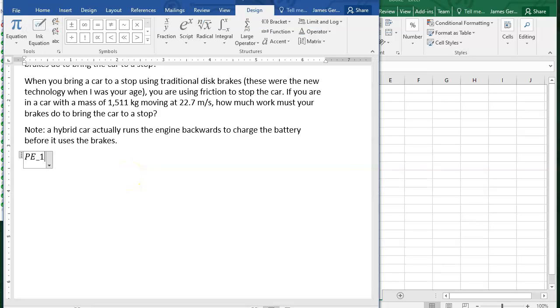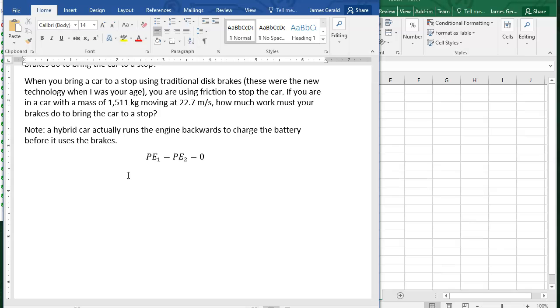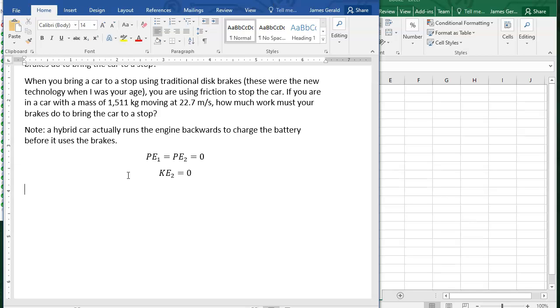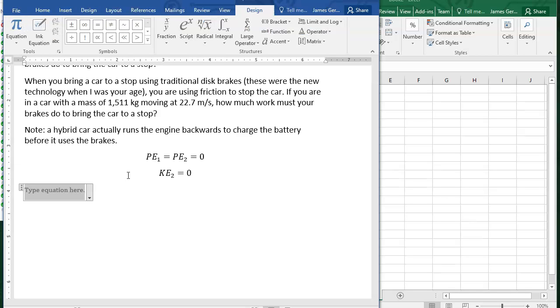And one thing we already know, the potential energy at the beginning of the problem is 0. Potential energy at the end of the problem is 0. Both of those are 0. Also, at the end of the problem, we'll come to a stop, and so the kinetic energy at the end is 0. That leaves us with just kinetic energy at the beginning plus work due to friction, and that has to add to 0. Well, work due to friction is minus KE1, which is going to be minus 1/2 mv squared.